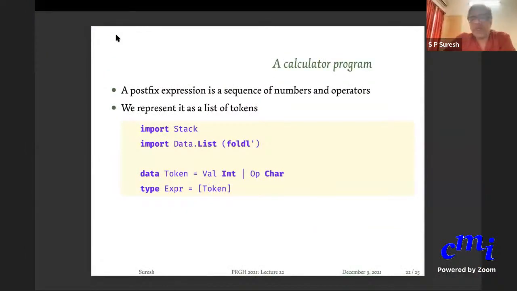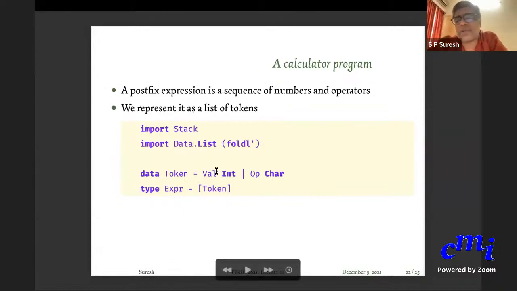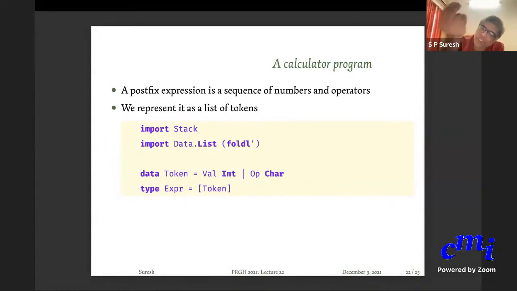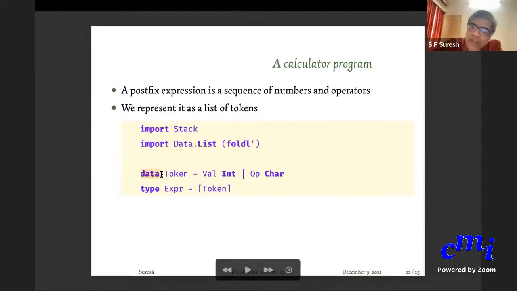So now your expression will be, let's assume that your expressions are all either an integer or a character which denotes plus or minus or star or whatever. So each component of your expressions is either a number or a character, so it is easy to define it as data. In computer science, you call it tokens. You say data token equals either a value of type integer or an operator which is denoted by a character. And your expression itself is a list of tokens.